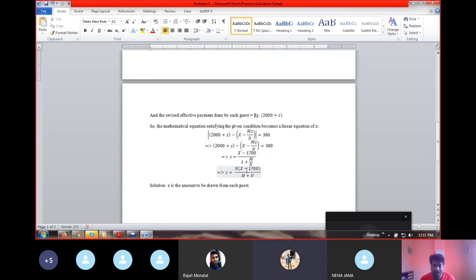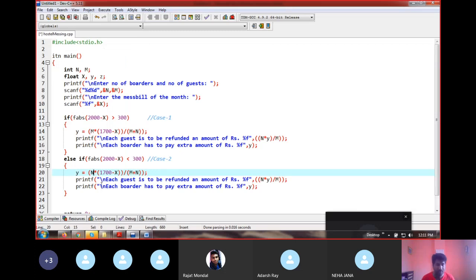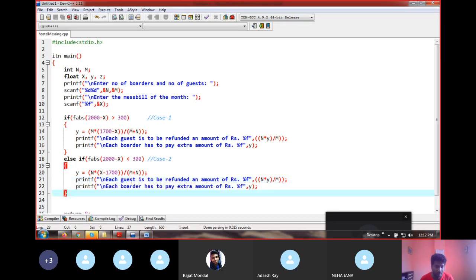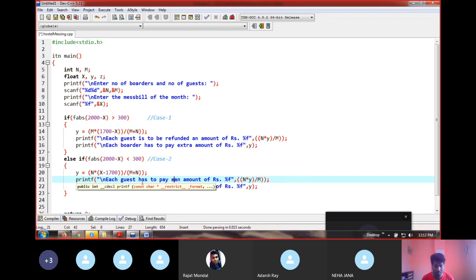Okay, n x minus 1700. X minus 1700. So each guest is to be refunded. Each guest has to pay extra, or the amount to be drawn from each guest is this, which is equal to z.